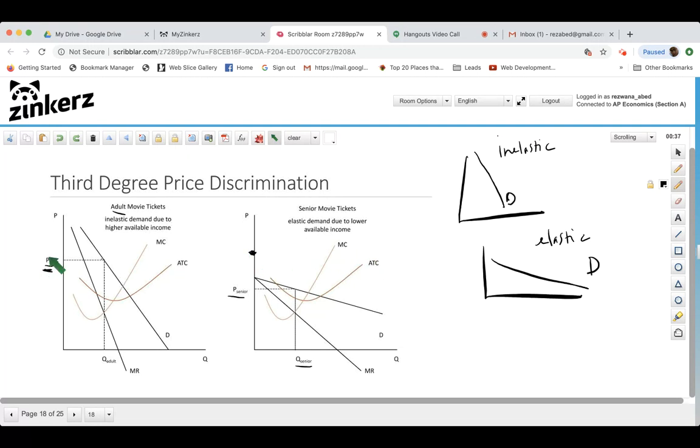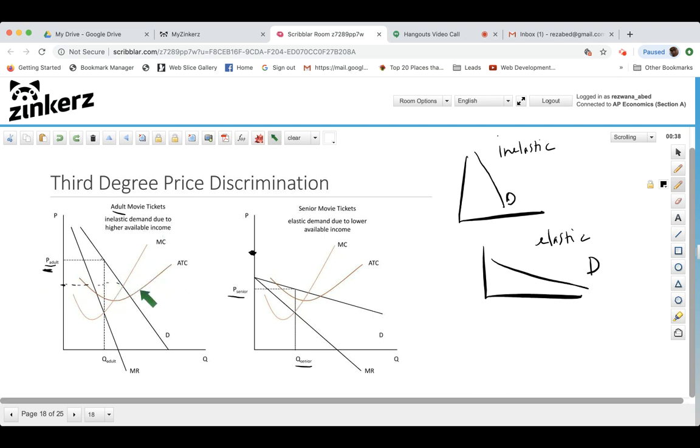And what would happen if you charged the senior price to adults? The adults will buy more tickets. Demand will increase. Not necessarily, right? The marginal cost is not changing, it's just that you're setting the price lower. The marginal cost is not changing, the average total cost is not changing. You're just setting the price lower.